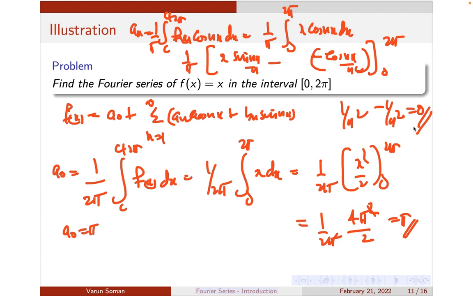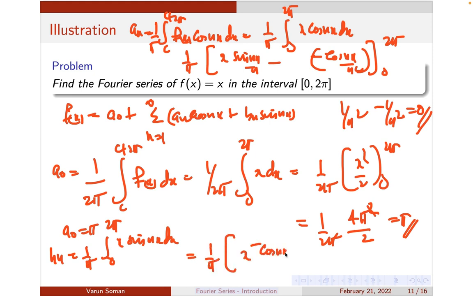Okay. Similarly, you can also find the value of bn. So what's the formula for bn? It is again 1 by pi, integral 0 to 2 pi x into sin nx dx. Apply the formulas. It will be 1 by pi into x into minus cos nx by n, minus 1 into minus sin nx by n square, from the limits 0 to 2 pi.